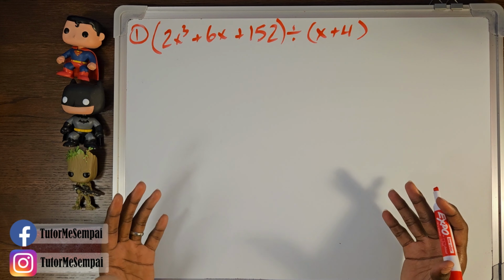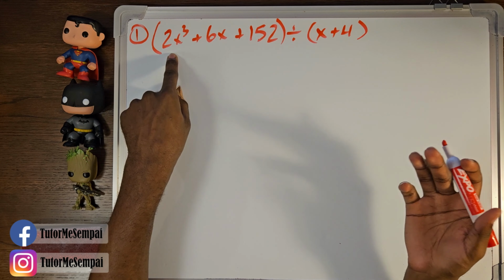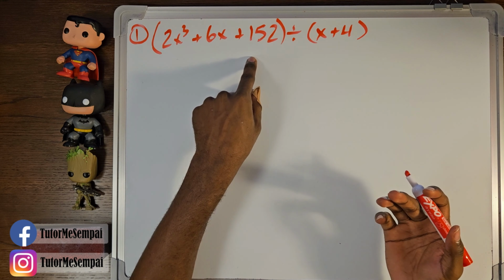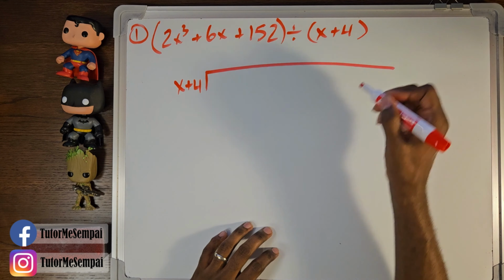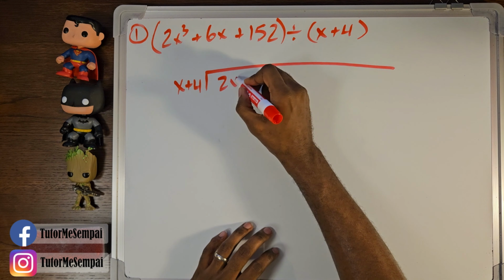So for our first example, we have 2x cubed plus 6x plus 152 divided by x plus 4. And we're going to set this up in polynomial long division style. So we're going to take our divisor, which is x plus 4, and we're going to put it on the outside. So it's going to be x plus 4. Let me put our little house here. And then we're going to have 2x cubed.